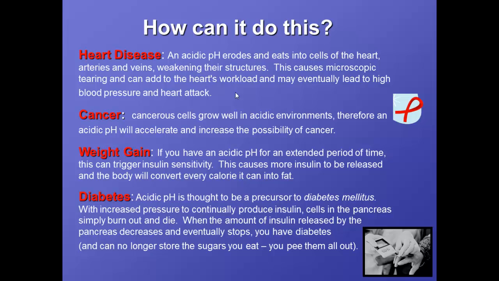If you have an acidic pH for a long time, another really interesting thing it does is it can trigger an insulin sensitivity. Basically what that means is more insulin is released, and your body will grab onto every single calorie it can and turn it into fat. And it's no surprise then that acidic pHs are also related to diabetes.